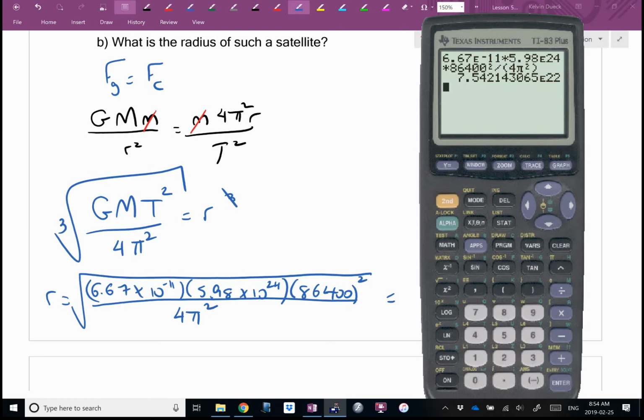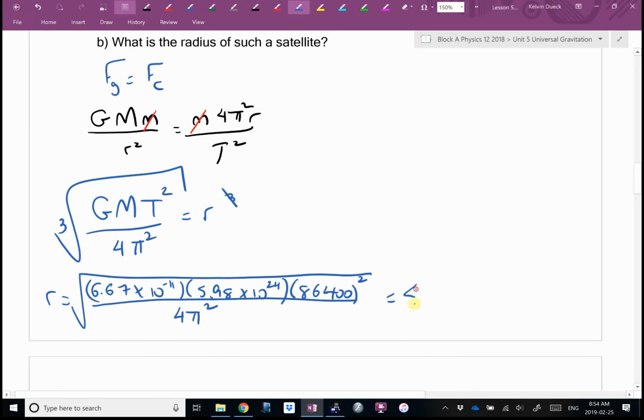Let's try that again. Cube root, which is button number 4, answer button. I got 4.23 times 10 to the 7. What did you get? 4.21. So you're good to 2 sig figs, and that's what I usually mark these to. I'll take either.